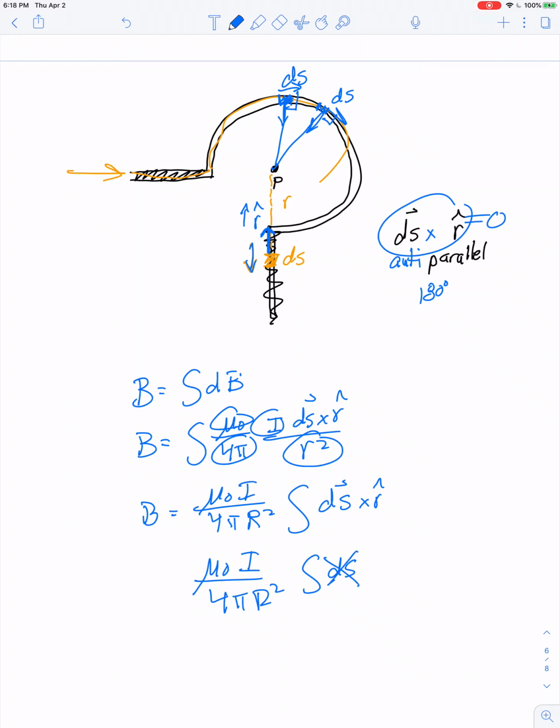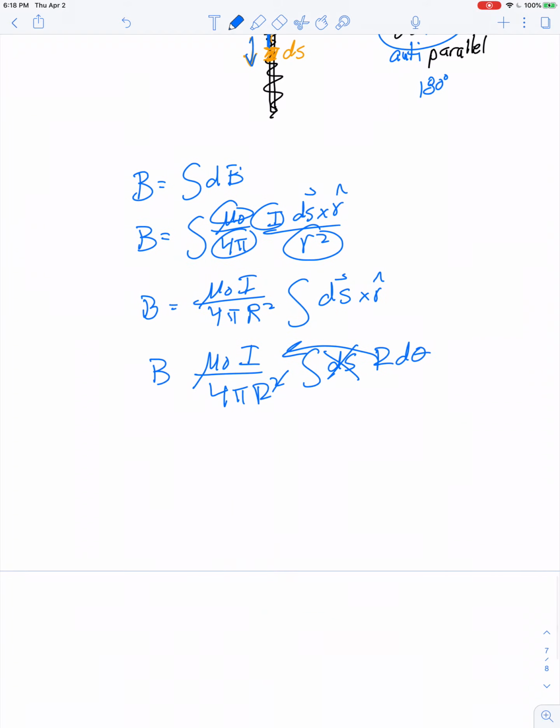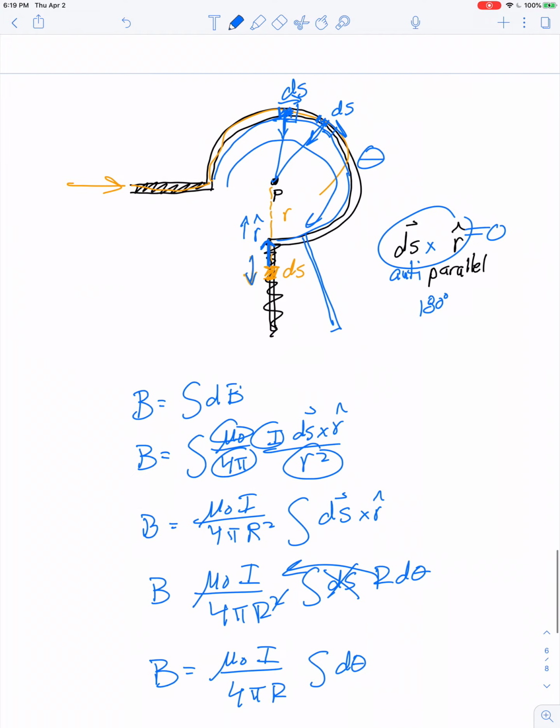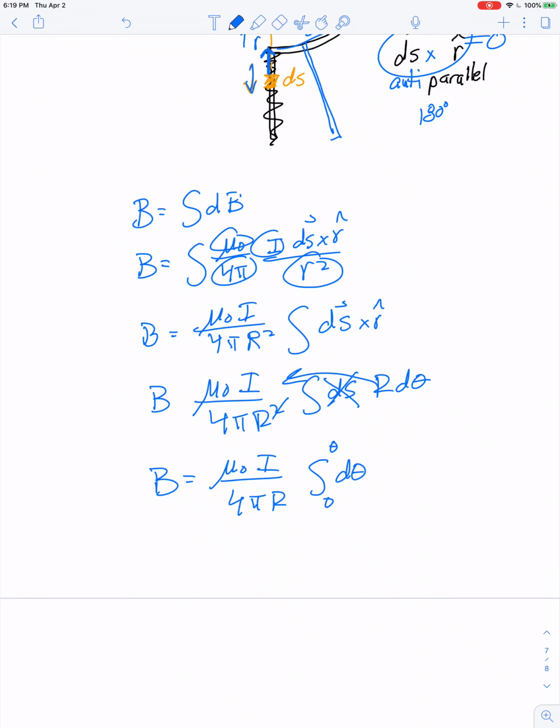And the integral of ds is the same as the integral of r d theta, and the r comes out of the integral and cancels with that. So we have B equals mu naught I over 4 pi r times the integral of d theta. This time, it looks like I've made it pi over 2, pi, 3 pi over 2, but I could have said the wire bends here. We'll just say at some angle theta has been subtended. So we're going to integrate from 0 to theta.